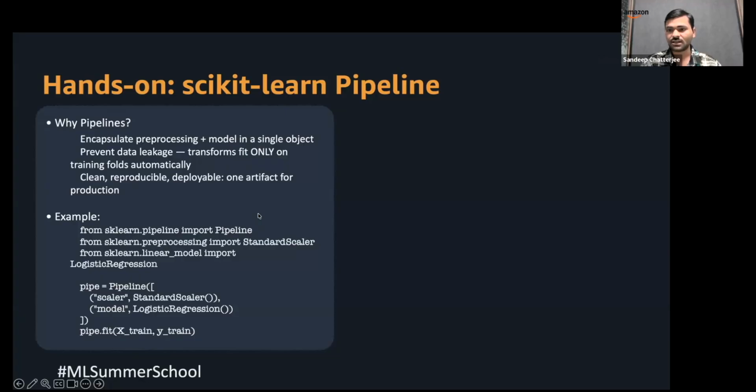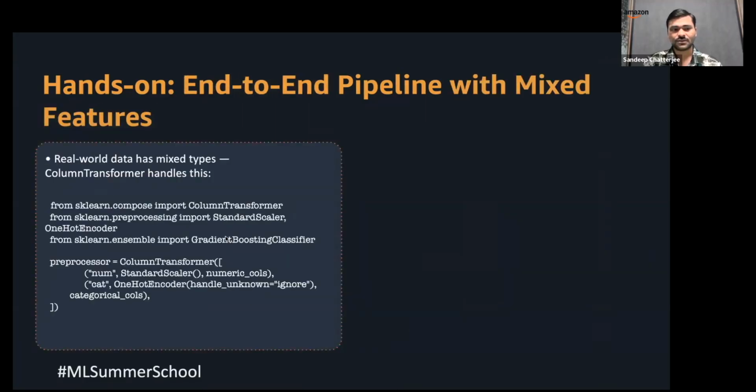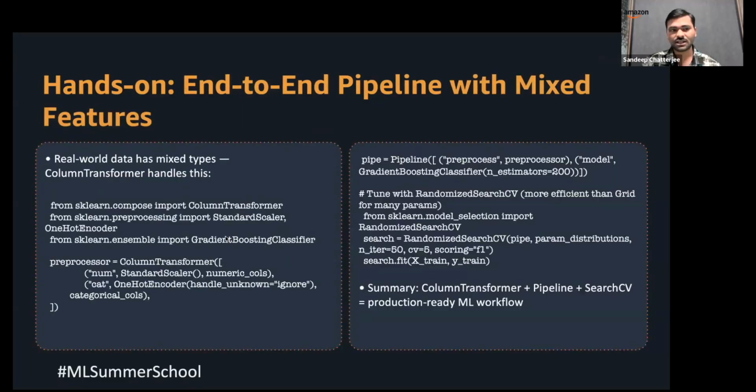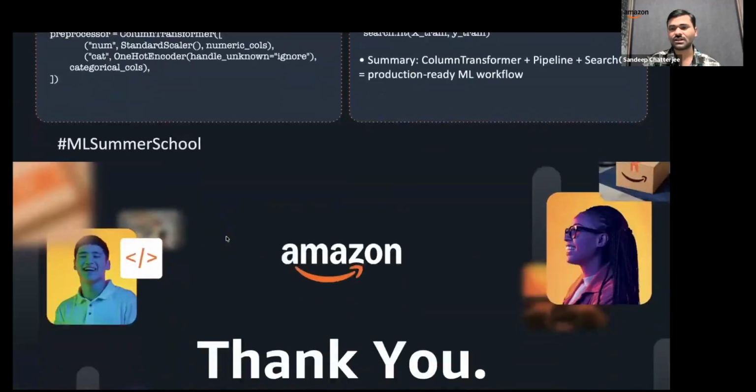When you pass a pipeline into a cross validation function, it guarantees that your transformers, like your scalers, are only fitted on the training folds of that specific split. It is foolproof. Real world data might have mixed data types. In those cases, it is compulsory that you use ColumnTransformer so that it handles them well.